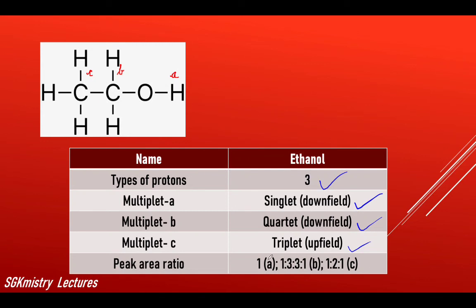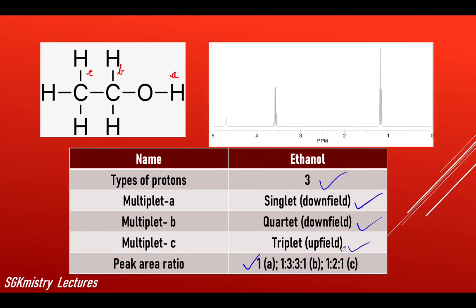So again we can see the peak area ratios. For the singlet it is 1. For the quartet 1:3:3:1. For the triplet 1:2:1. So we have here, this is for the OH group, that is A, and then for B we have the quartet, and then for C, that is the triplet.